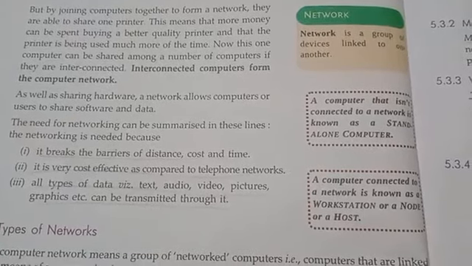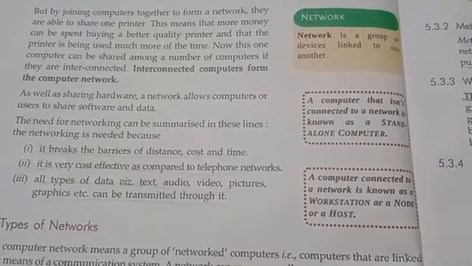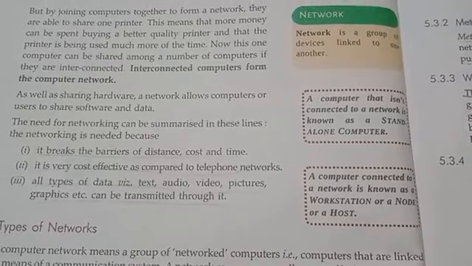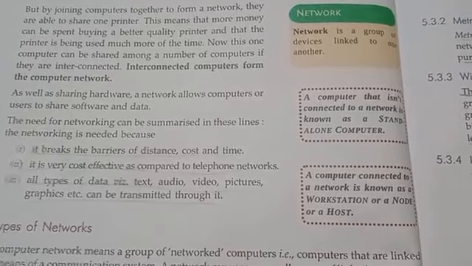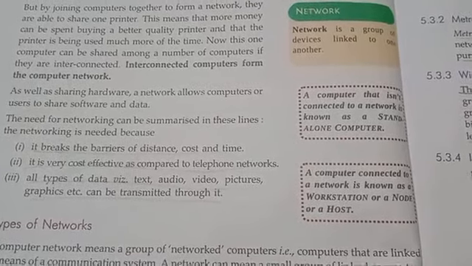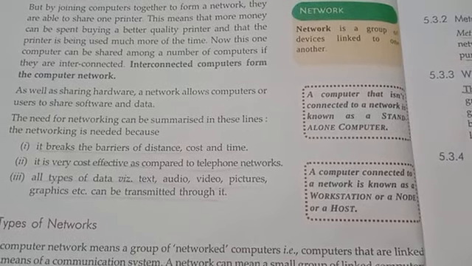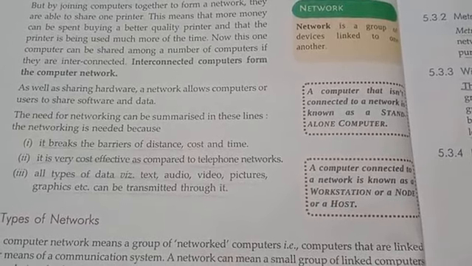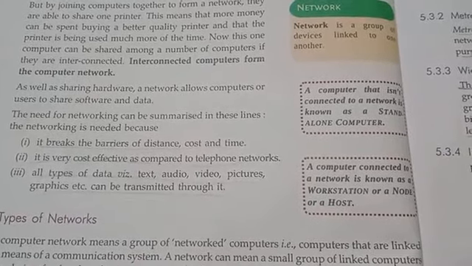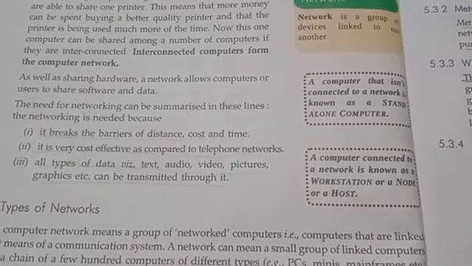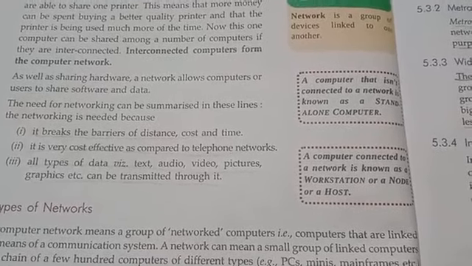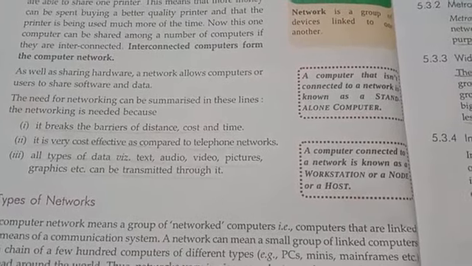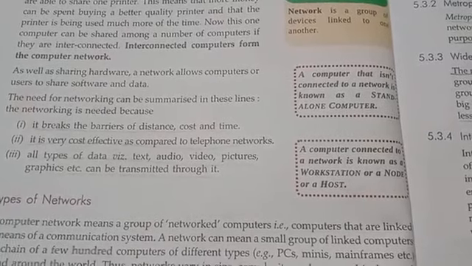It is written here: a network is a group of devices linked to one another, which means that the devices are connected together. By joining computers together to form a network, they are able to share one printer. We already saw one scenario. This means that more money can be spent buying a better quality printer, and that printer can be used much more of the time. So one printer can be shared among a number of computers if they are interconnected. Interconnected computers form a computer network, so more than two computers connected together form a network.